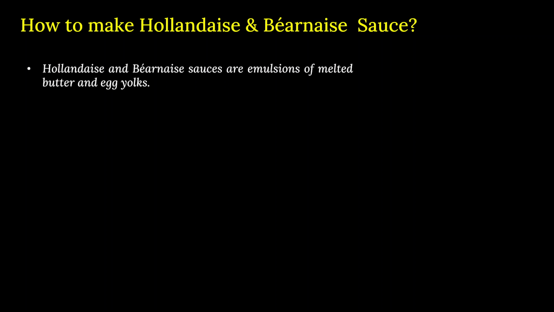Now under this emulsification process, as you know, our subject of discussion is how to make hot emulsified sauce, and you have two bright examples here. One is Hollandaise sauce, another one is Bearnaise sauce. So we'll discuss these two sauces in the coming slides. First, the Hollandaise and Bearnaise sauces are emulsions of melted butter and egg yolk. So in both cases it remains the same. We are taking two ingredients here: one is melted butter, the other is egg yolk, nothing else.